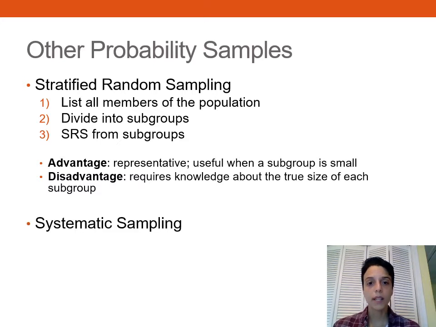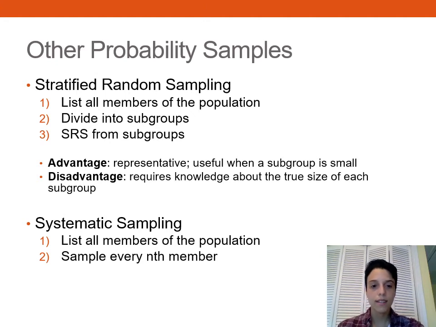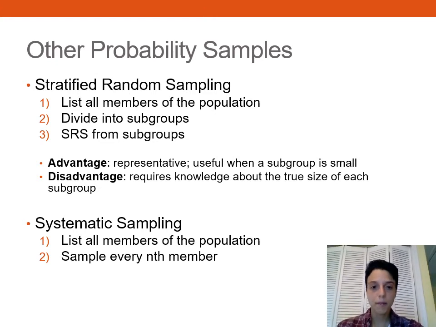Another kind of probability sample that you see every once in a while is something called systematic sampling. For this one, we're also going to list all members of a population. But here, instead of doing a simple random sample, we're then going to sample every nth member. In other words, every other member, every third member, every 10th member, and so on.